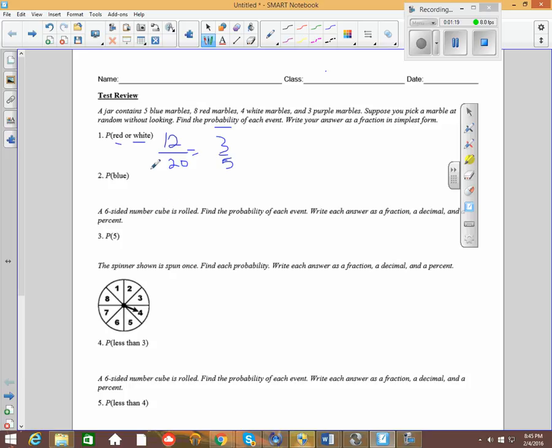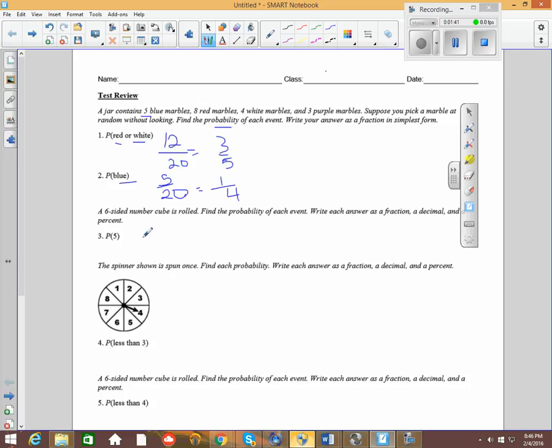Now the probability of a blue. We look back at our problem. How many blues do we have? We have 5 blues, so it'll be 5 over what? 5 over 20. And what does that reduce to? 5 over 20 will reduce to 1/4.